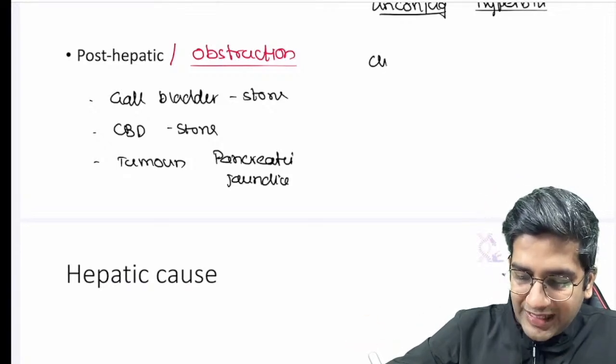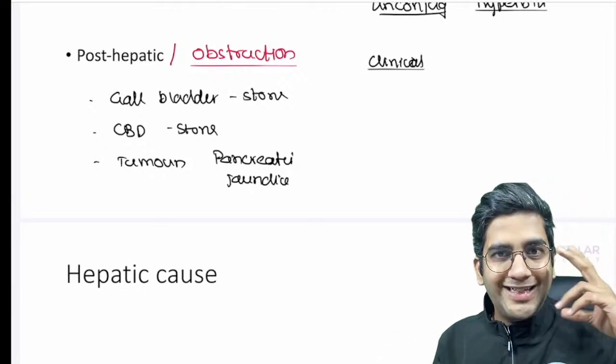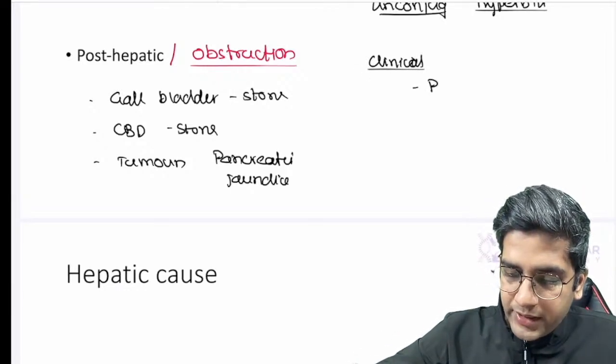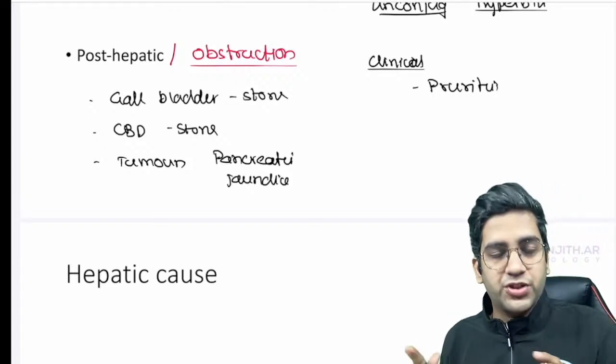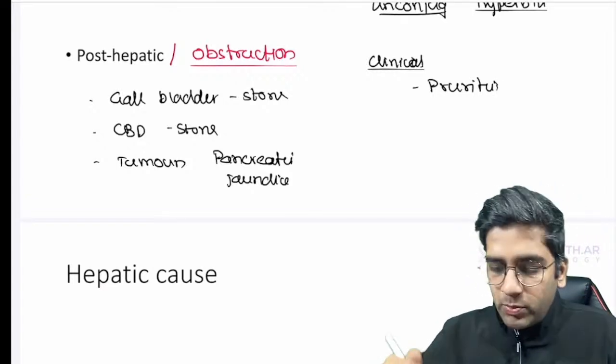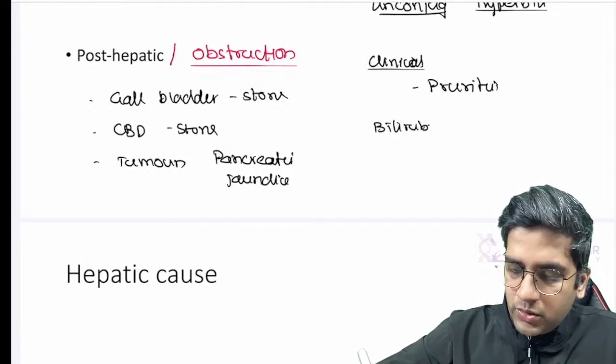Obstructive jaundice, one of the classical clinical features of obstructive jaundice, in addition to your icterus and everything, is pruritus. Pruritus is a very classical feature of obstructive jaundice, and it's obstruction. So please tell me what type of bilirubinemia you will see. Will it be conjugated? Will it be unconjugated? What will be the major one?